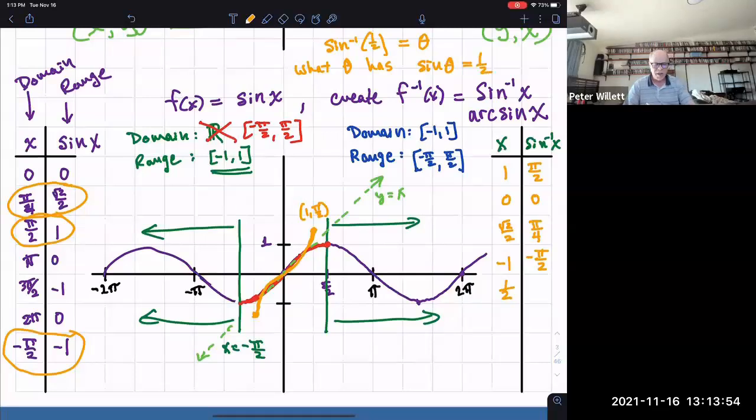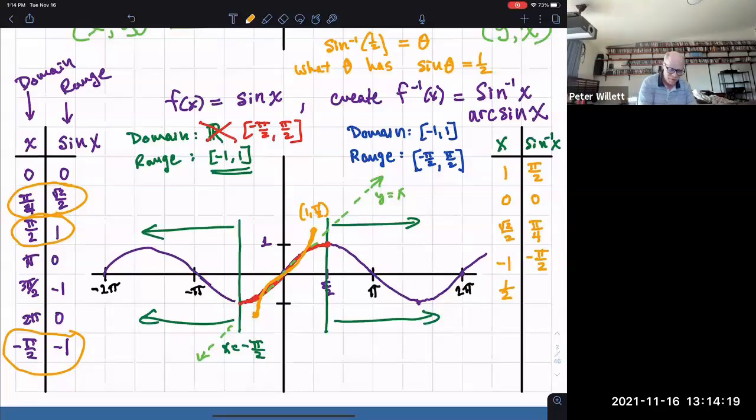And when we are trying to answer that question, the theta value we choose has to be between negative pi over 2 and positive pi over 2, because that's where we restricted the angle measurements in the original sine function to produce an inverse. So what theta between negative pi over 2 and pi over 2 would we use in the sine function to get 1/2?